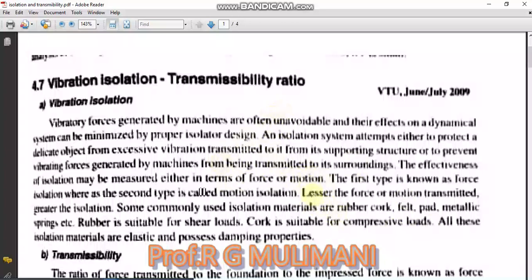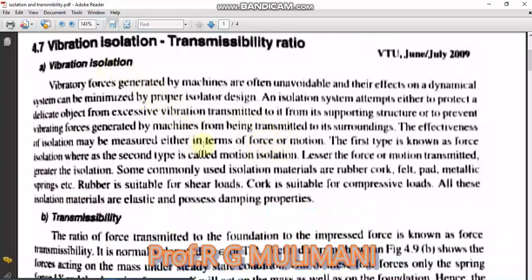Different materials are used for these vibration isolators, namely rubber, cork, felt, and many others. Based upon the type of load acting on the structure, the foundation or any machine part, different materials are used. For example, rubber is suitable for shear load, cork is suitable for compressive load. So vibration isolators are mainly used to reduce the forces or for motion control.